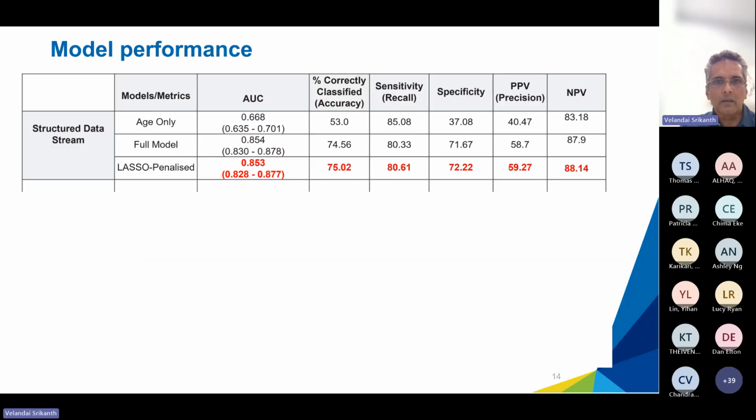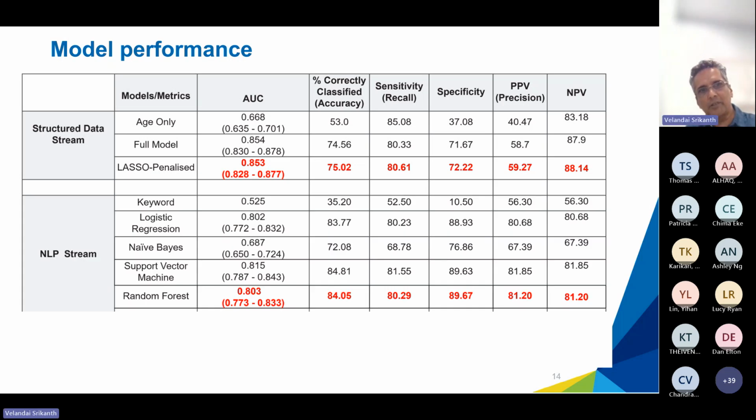Look, this table probably gives you the final results that we have. These results are under review at the moment. Essentially, what we found was with the structured data stream, age only was only somewhat good, but when we used the lasso penalized model, the areas under the curve were reasonably good, 0.85, with fair sensitivity and specificity.